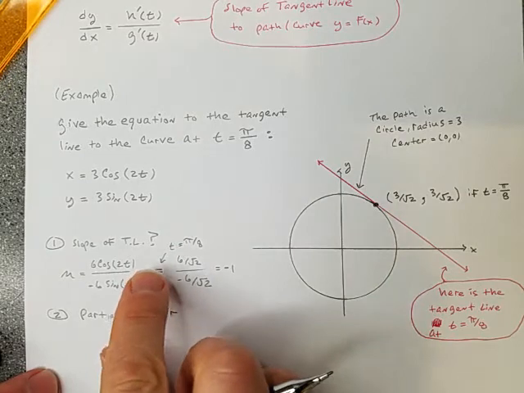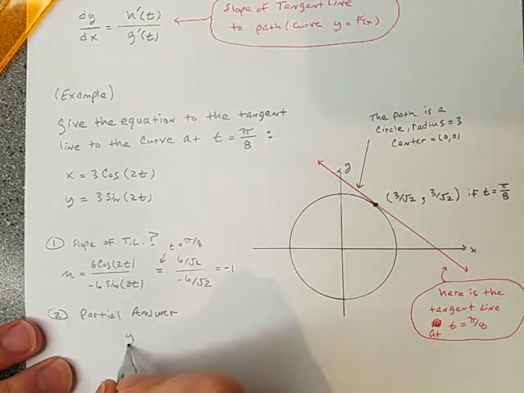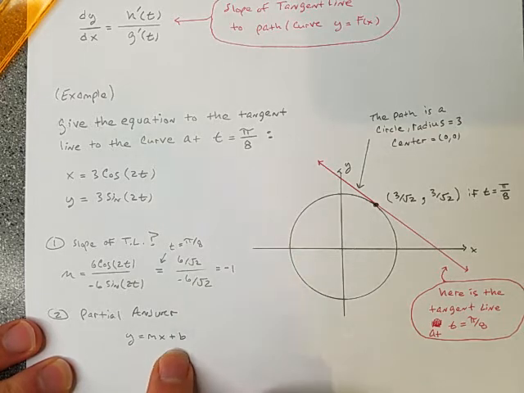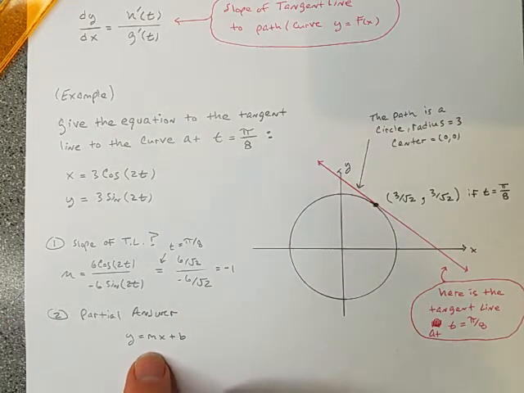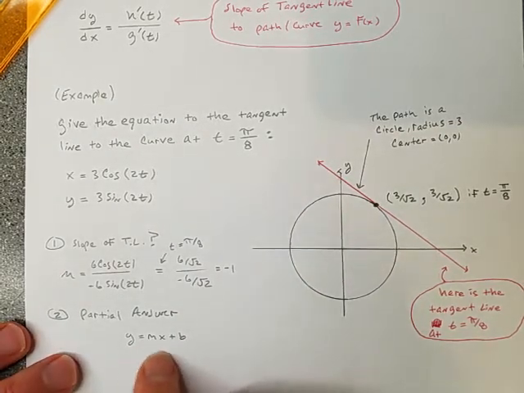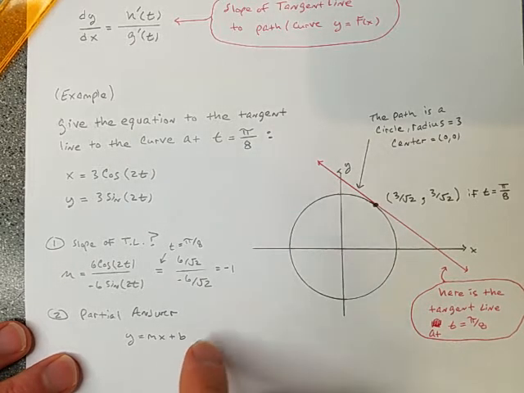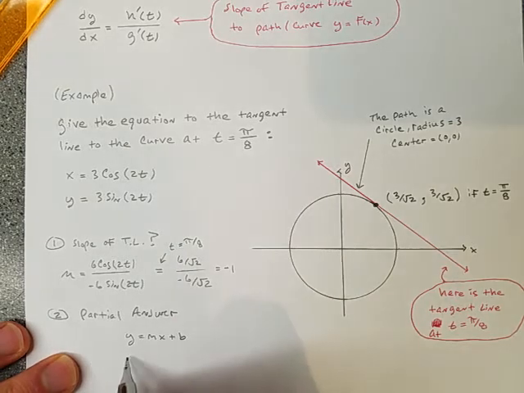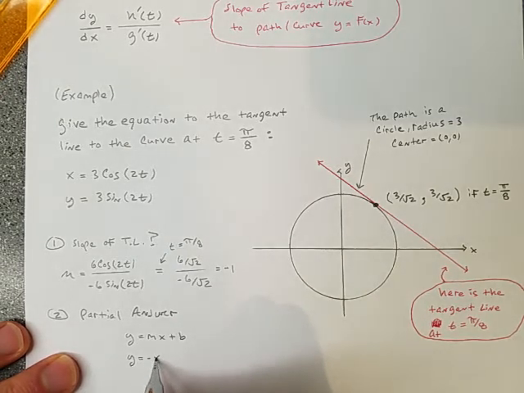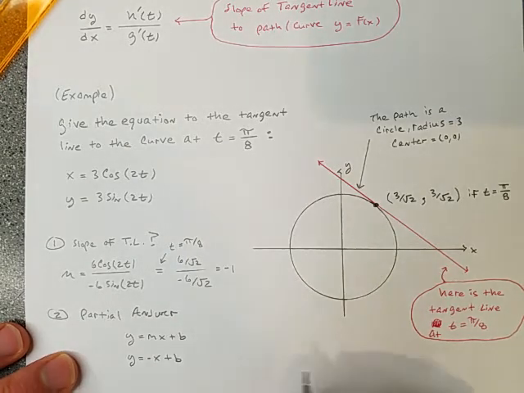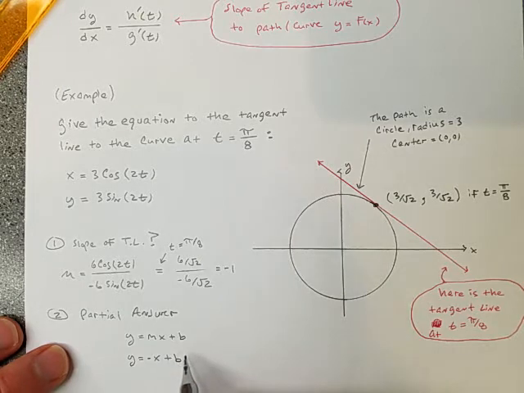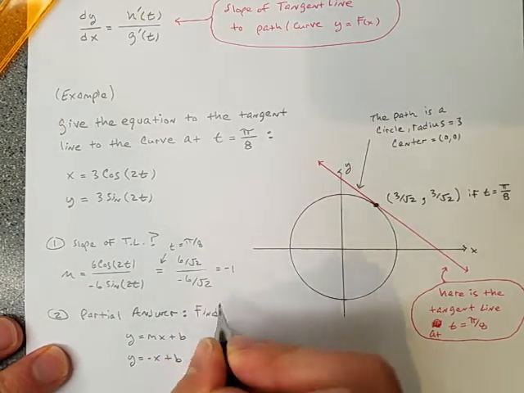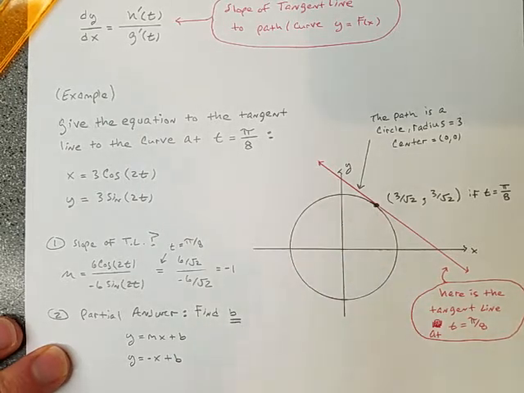I know that the equation of a line is y equals mx plus b in general, unless it was a vertical line. This applies to anything but a vertical line. And I figured out that the line I'm looking for has a slope of negative 1. So I get like this. And that leaves b, okay? So out of my partial answer, I just need a way to find out what b is.